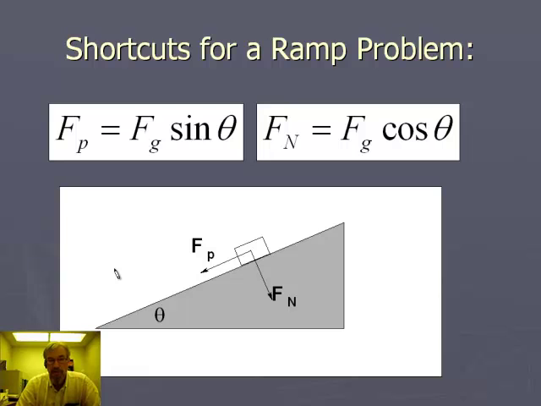So we can make these two general rules. These are shortcuts. These are things you might want to put in your toolbox that are relevant for ramp problems. Now, don't try and use them for other things, because they're specialized tools. They're only for ramp problems. But the normal force is the force of gravity, or the weight, we called it in the example, times cosine theta. And the parallel force is going to be the weight times the sine of theta.